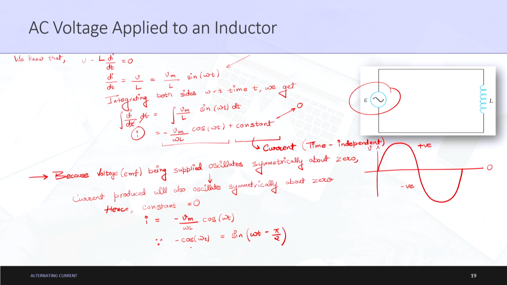So, this is a normal trigonometric equation, and therefore, what can we write? We can write the equation of I as equal to nothing but I m sine of omega t minus pi by 2. So, this is the final relation which we require for the current purpose, that is I is equal to I m sine omega t minus pi by 2, where I m is basically equal to V m by omega L, fine. So, this is the first derivation which we need for the inductor.